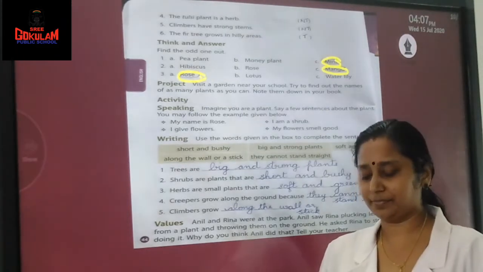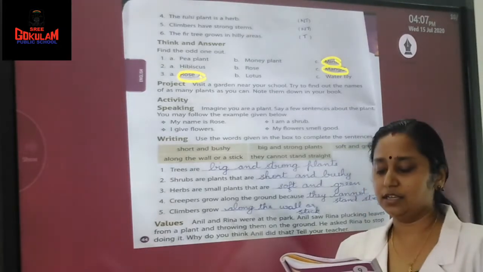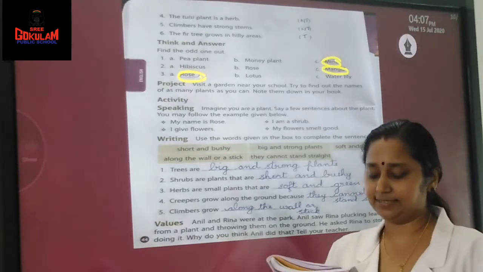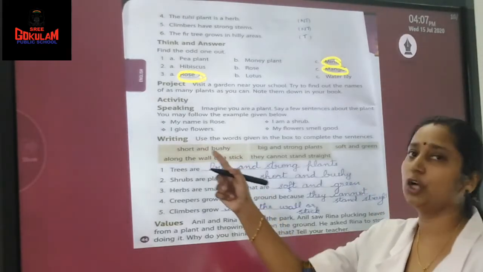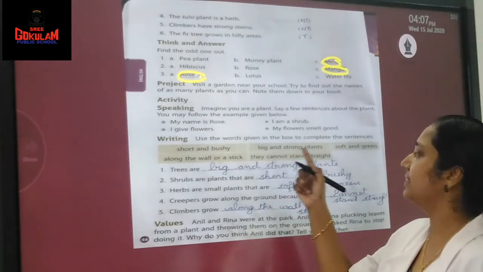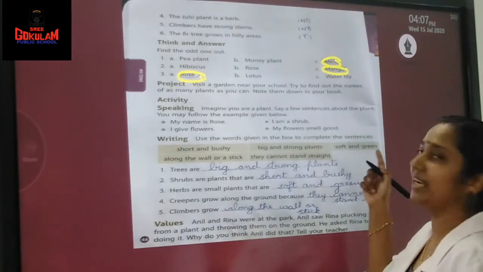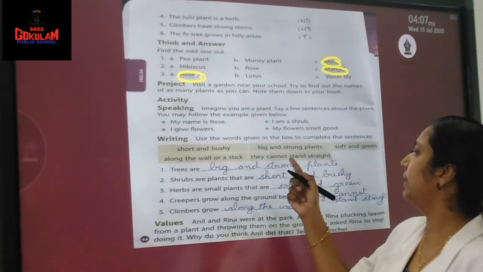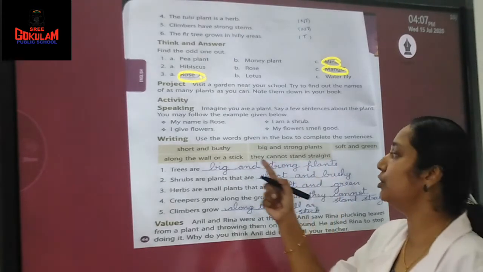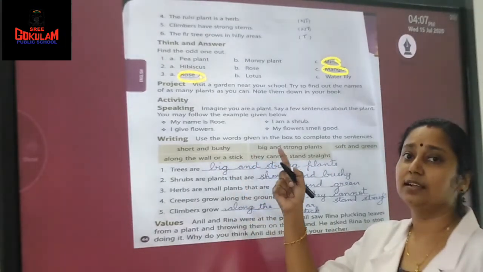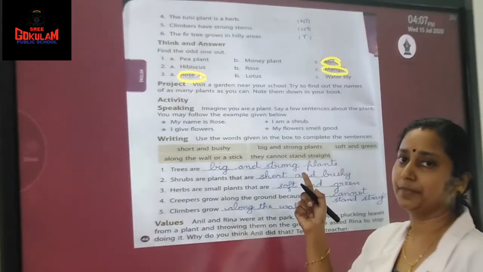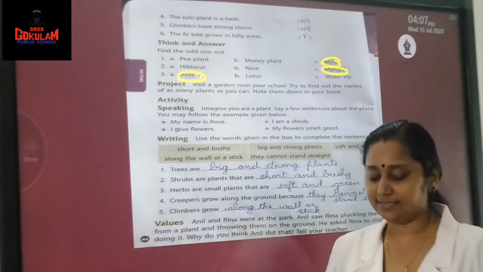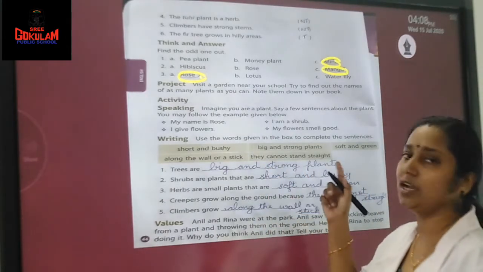Okay, children? Next, writing. Use the words given in the box to complete the sentences. Okay, you can see the words short and bushy, big and strong plants, soft and green, along the wall or a stick, they cannot stand straight. Now you have to choose the correct one and write it here. First one. Trees are, yes, big and strong plants.